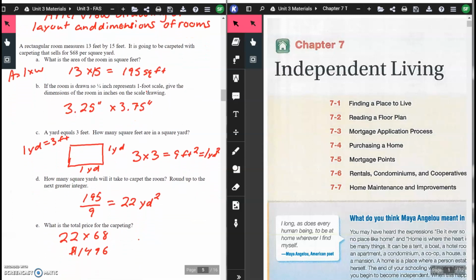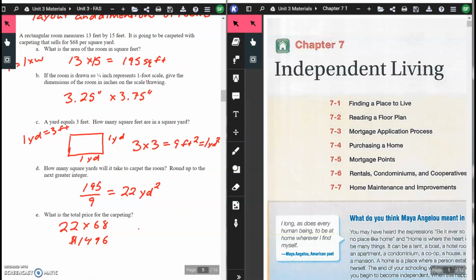Part D, how many square yards will it take to carpet the room? Round to the nearest greater integer. So for this one, your room is 195 square feet divided by 9, because we said 9 feet squared equals 1 yard squared. All right, so 195 divided by 9 gives you 22 yards squared. What is the total price for the carpeting? Okay, it's $68 per square yard, so you have 22 square yards times $68 gives you $1,496.